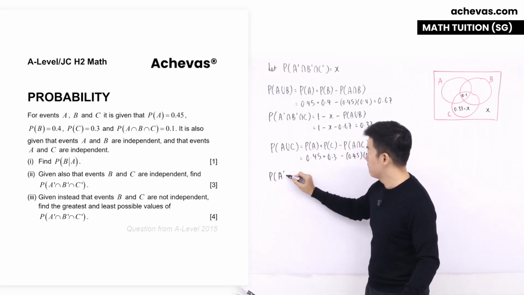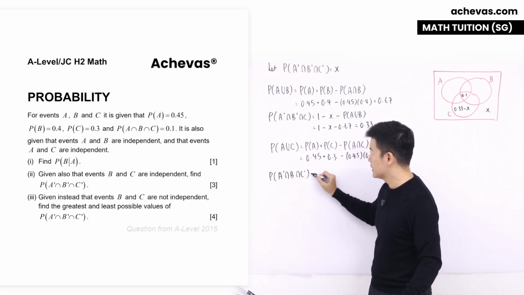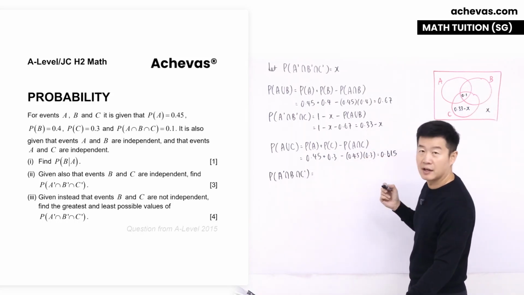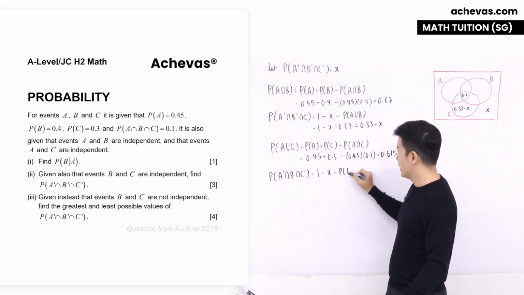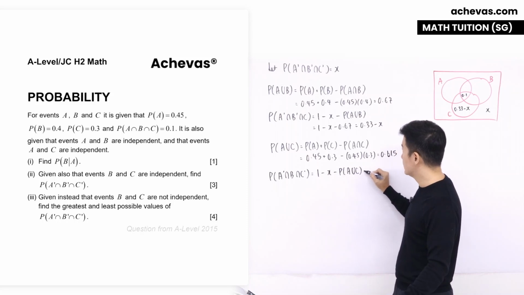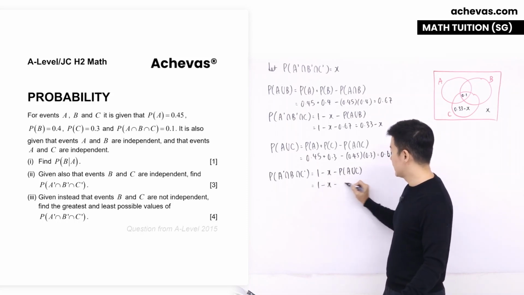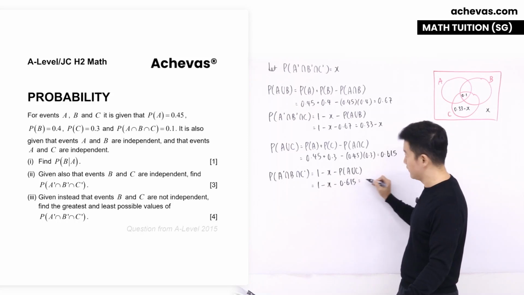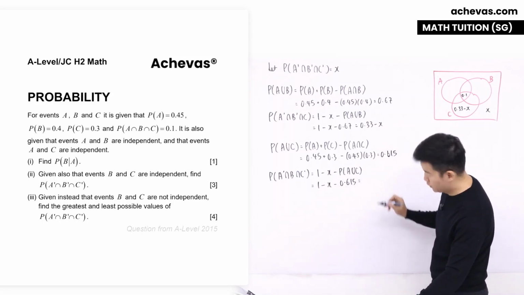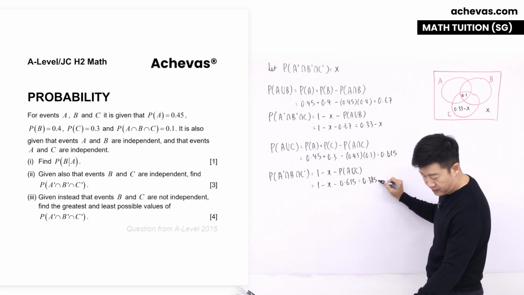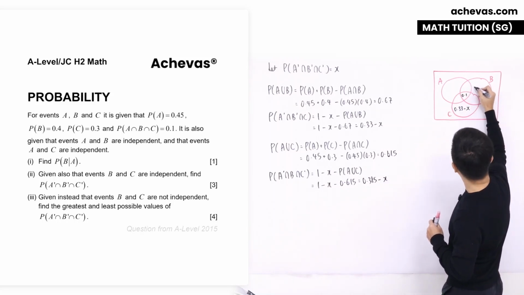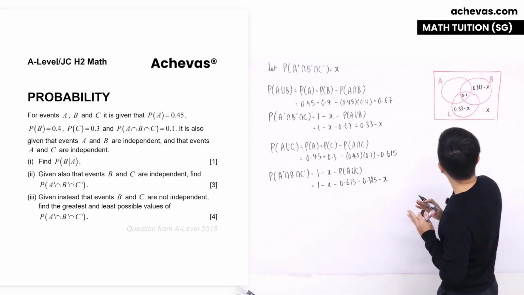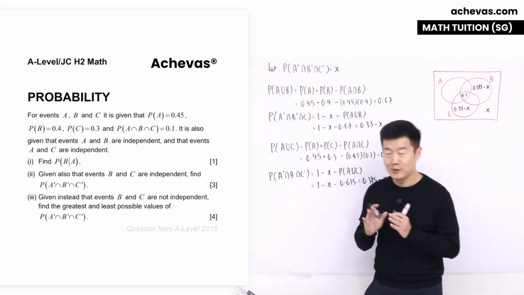And since we have found this, now we can use the same strategy to find the probability of the region that is outside A, inside B, and outside C. This region over here. So for this, it is going to be 1 minus X minus away probability of A union C. So this is going to be 1 minus X minus away 0.615, and this is going to be equal to 0.385 minus X. Okay, so now I remember this region here is 0.385 minus X.